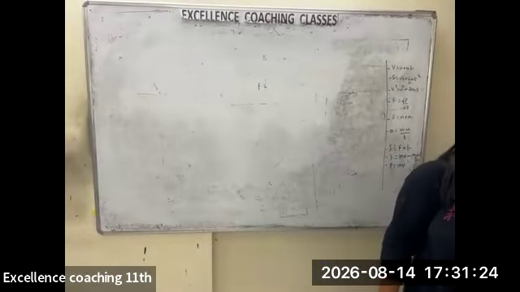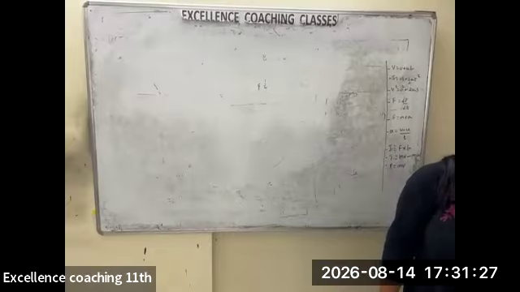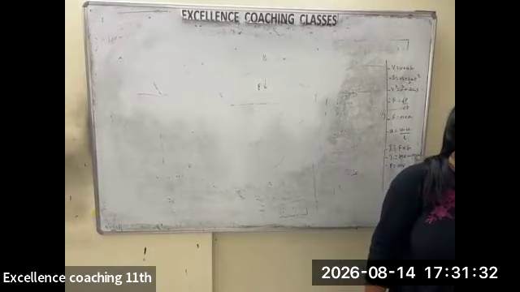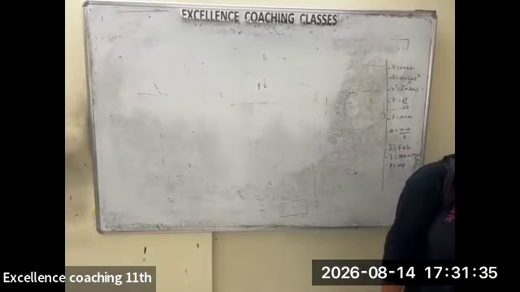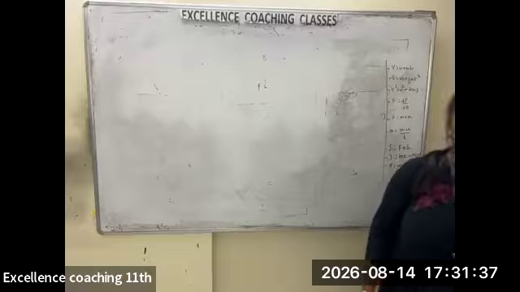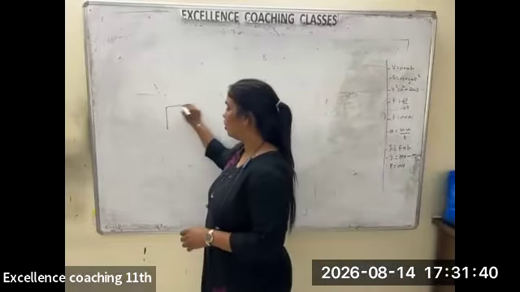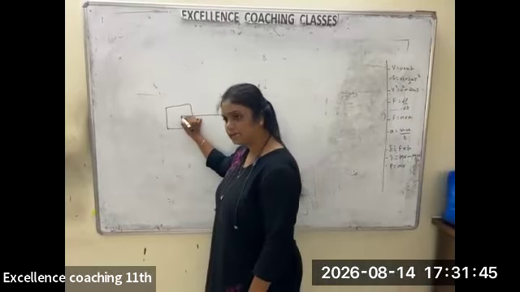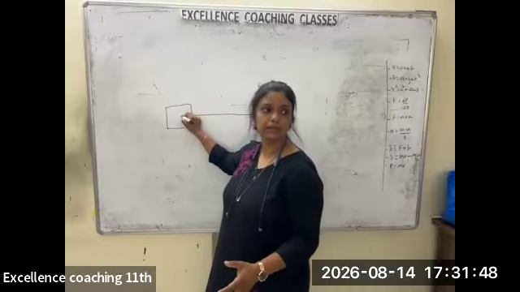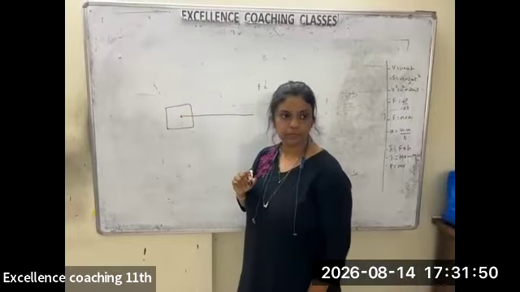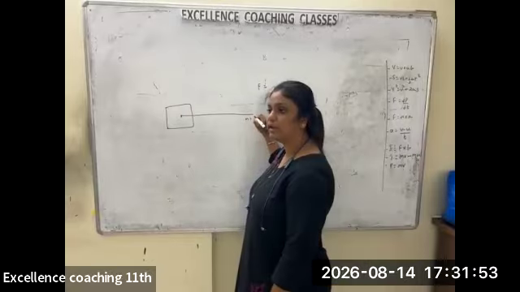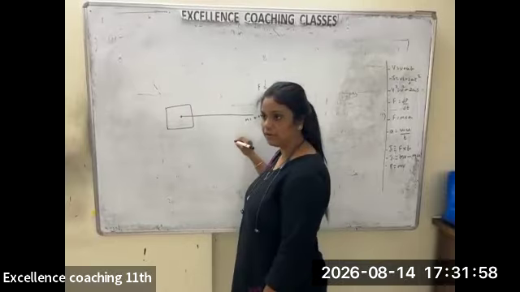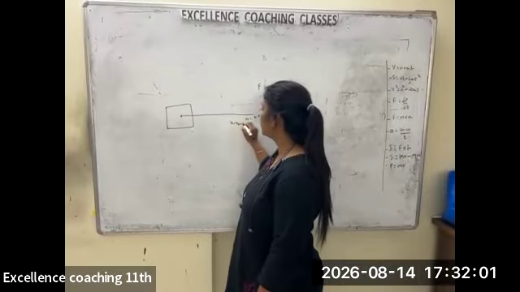A bullet of mass 0.04 kg moving with a speed of 90 meter per second enters a heavy wooden block and is stopped after a distance of 60 centimeter. What is the average resistive force exerted by the block on the bullet? So there is a wooden block, one bullet comes and enters, it moves for some 60 centimeter and stops. What are the things given? Mass of the bullet is 0.04 kg. Initial velocity is 90 meter per second.